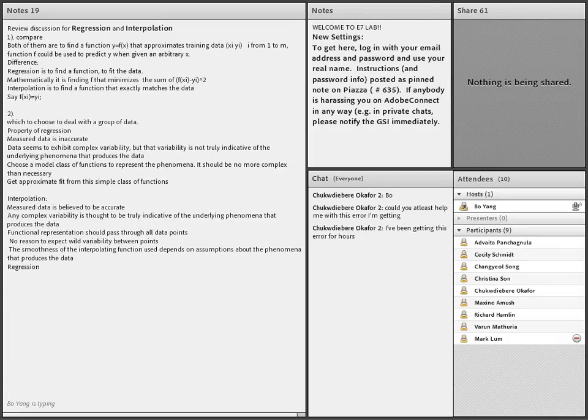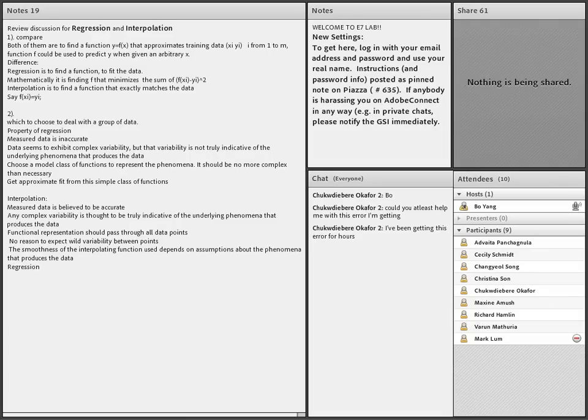So for the regression, the measured data is thought to be inaccurate, and data seems to exhibit complex variability. But that variability is not truly indicative of the underlying phenomena that produces the data. Choose a model class of functions to represent the phenomena. It should be no more complex than necessary, and get an approximate fit from this simple class of functions.